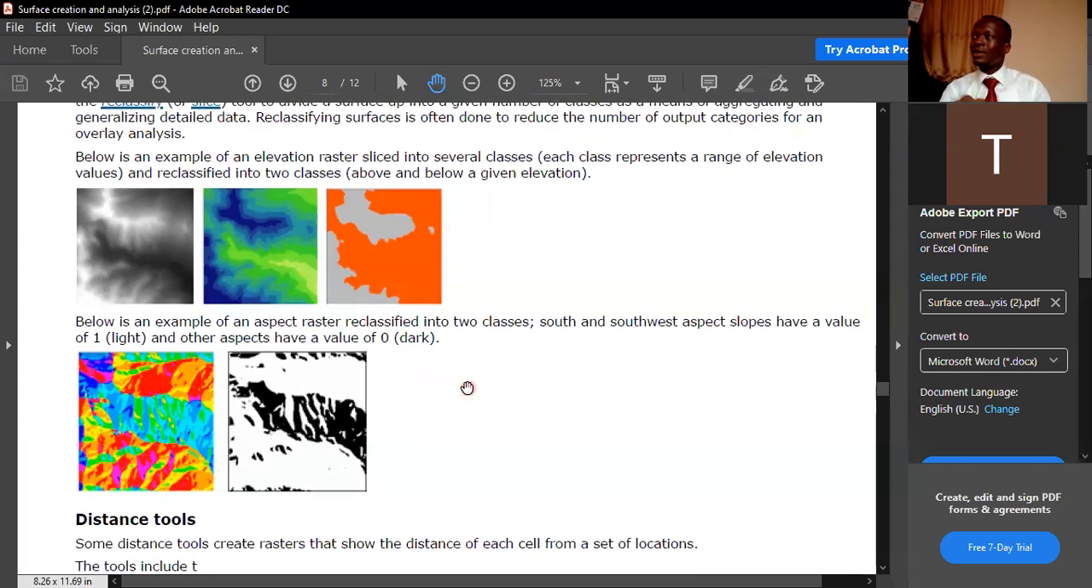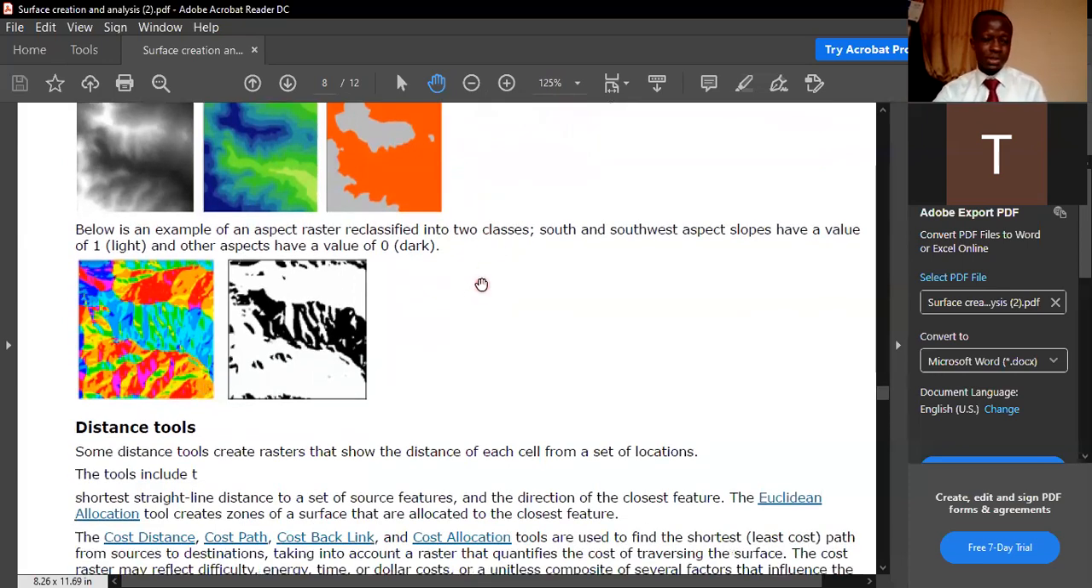Mathematically, you have to say all values greater than 1, give it a value of 10. All values less than 1, give the value of that. Then you end up classifying to just 2 classes. Israel, I hope you follow it. I want you to grasp this one because of your interest.